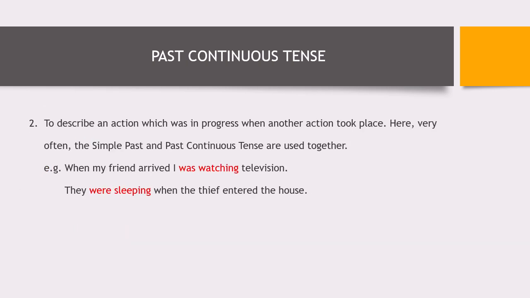Past continuous tense. 2. To describe an action which was in progress when another action took place. Here, very often, the simple past and past continuous tense are used together. For example, when my friend arrived, I was watching television. They were sleeping when the thief entered the house.